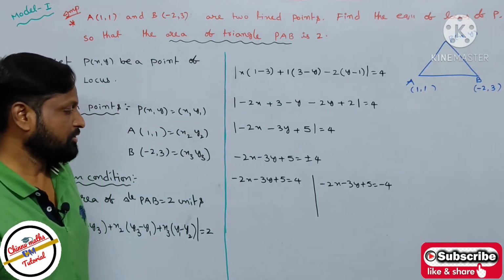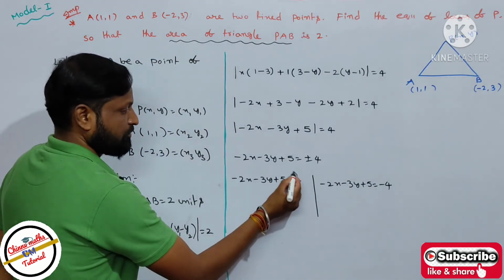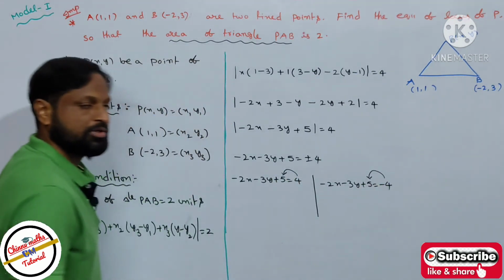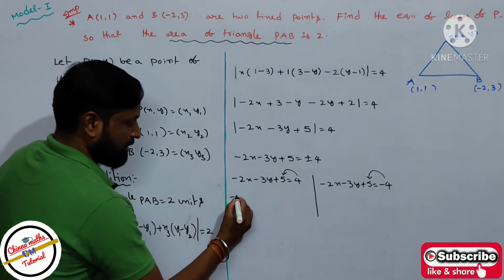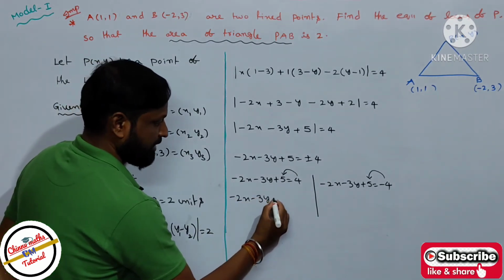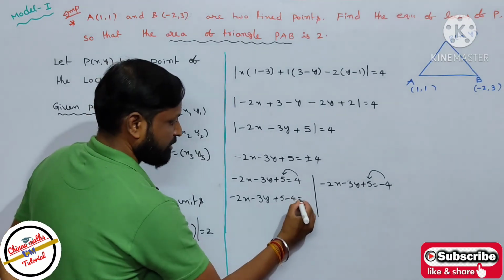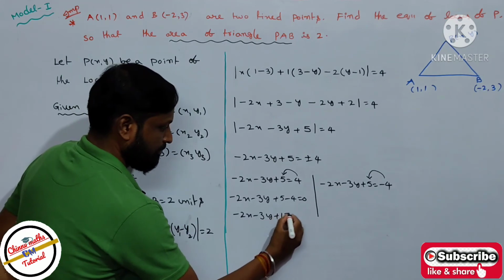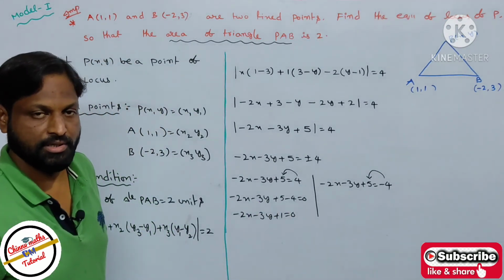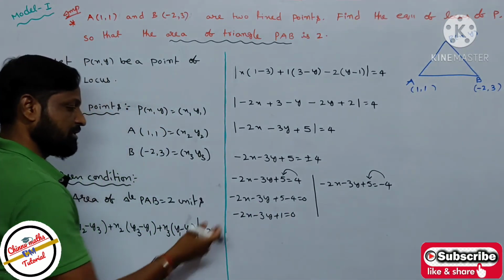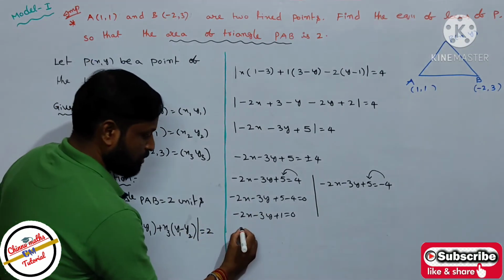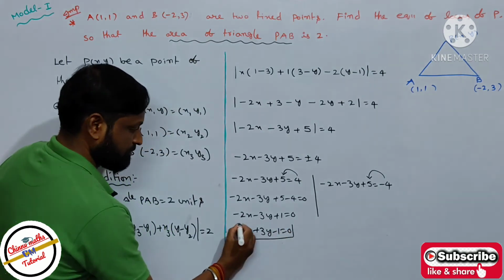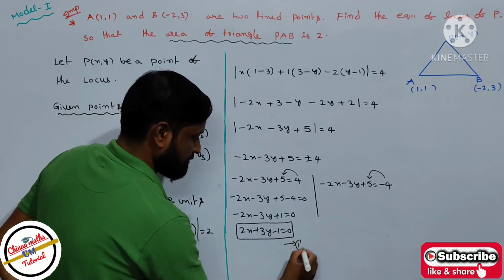Okay. The next one, write plus 4 here, that is equal to minus 4. Minus 4 can be written here as plus 4. The sign should be changed. Minus 2x minus 3y plus 5 minus 4 equal to 0, that is equal to minus 2x minus 3y plus 1 equal to 0. Write the minus as the common factor. It's nothing but just you can change the signs. 2x plus 3y minus 1 equal to 0. Equation 1.